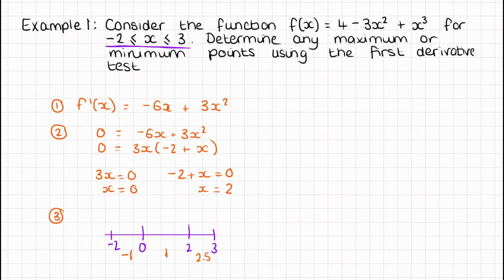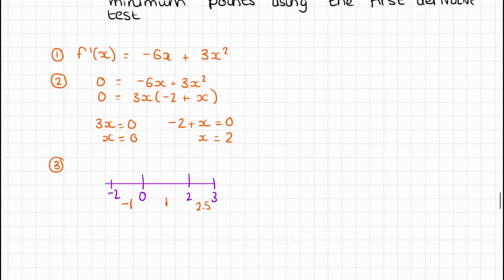What we do then is we sub each of these numbers into our derivative because we want to know if the gradient is positive or negative. So I'm just going to put an arrow up here. Our derivative was negative 6x plus 3x squared. So first of all, I'm going to put negative 1 into that.